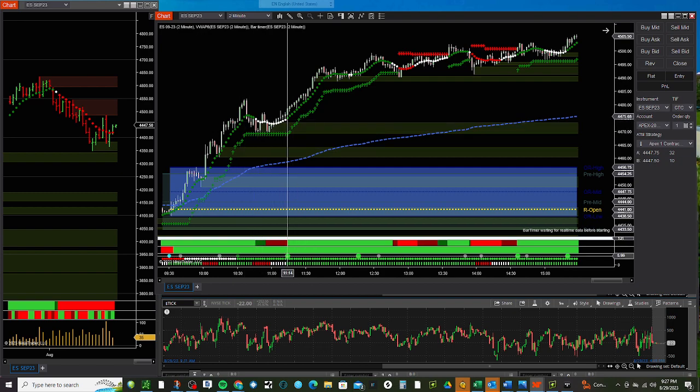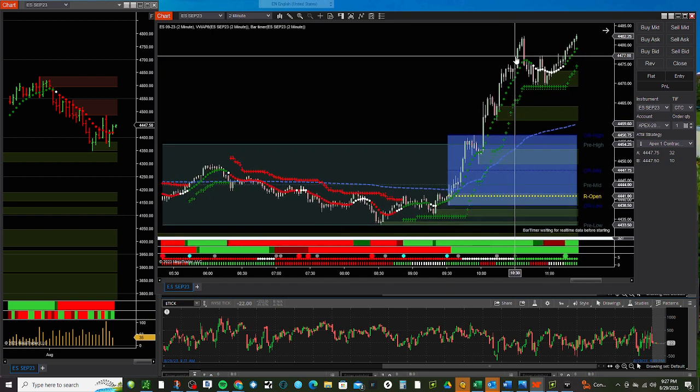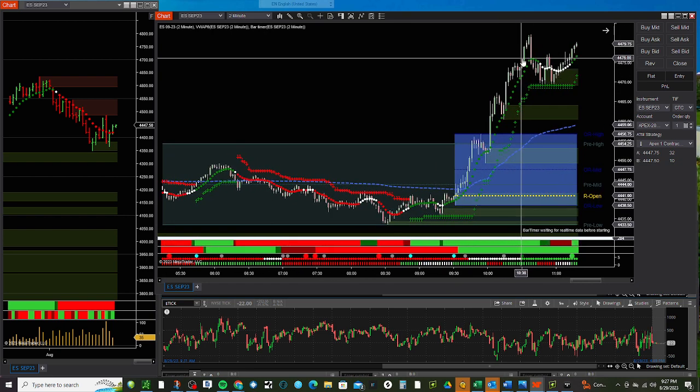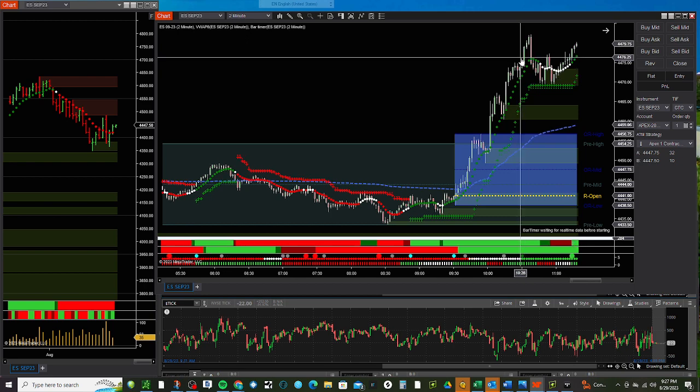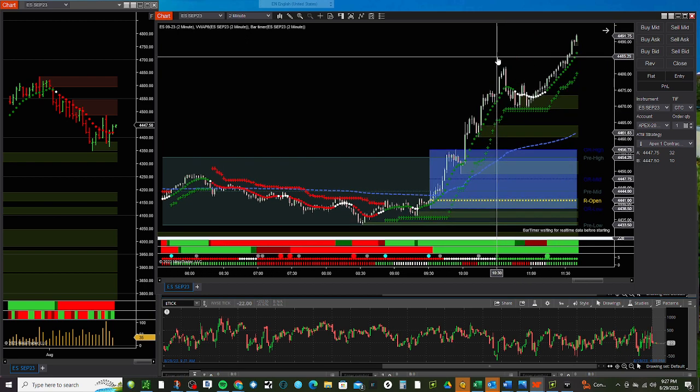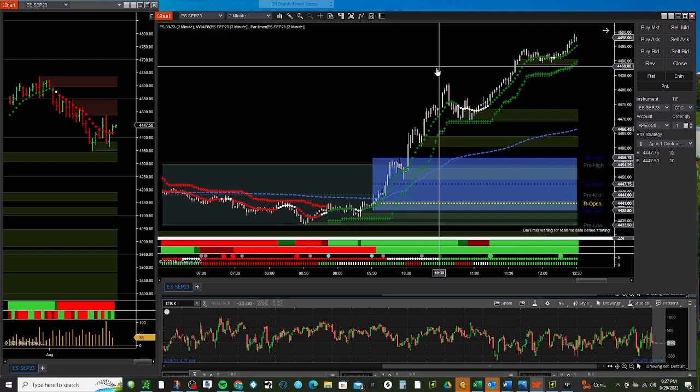We got a big volume surge right here. And again, if you're only looking at this and then you see this volume surge, you can have a very strong level of confidence that the market is going to continue in the direction that it's going in, and that the volume is supporting that direction.